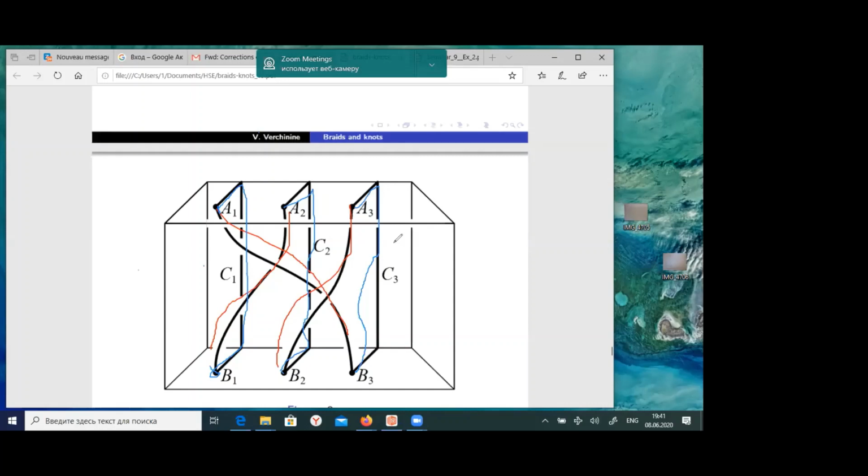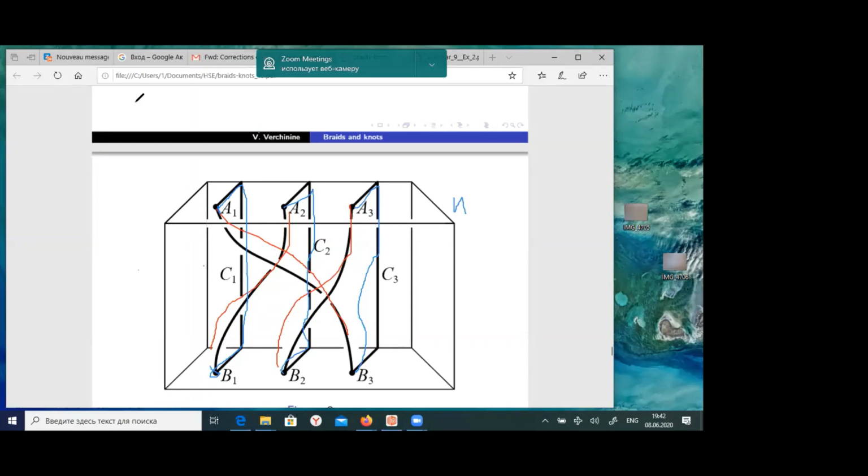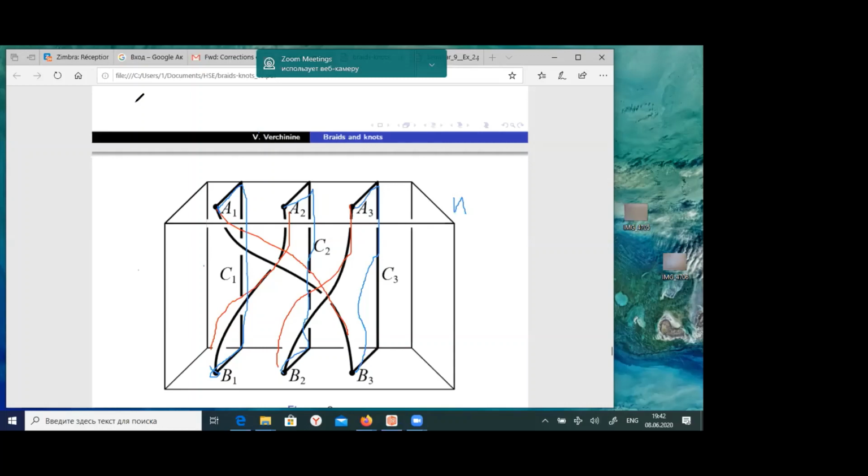Sorry again? You have a braid on n strands. You applied the procedure of closure, geometrically depicted here. The procedure of closure for a braid. So what do you have? What object do you have now?